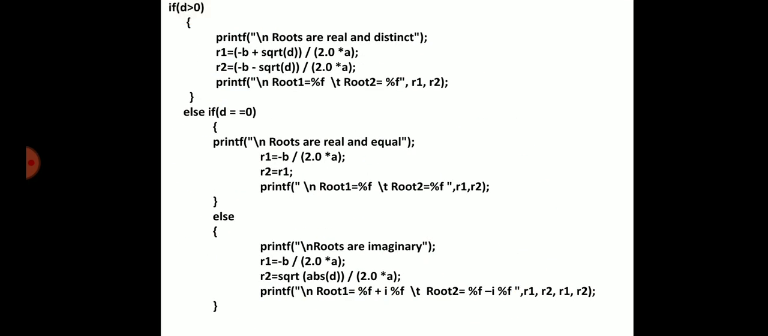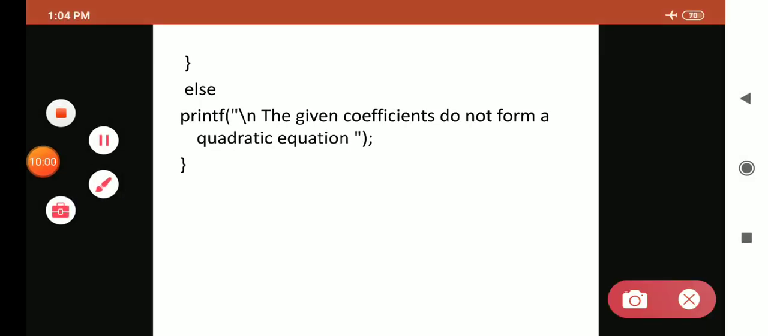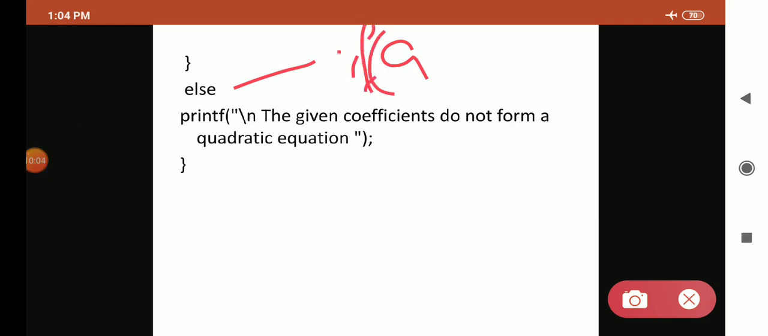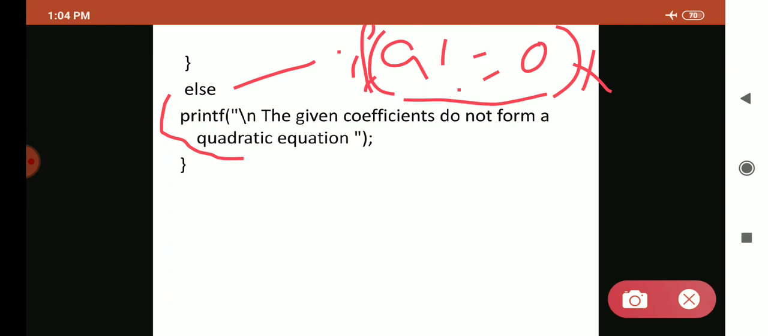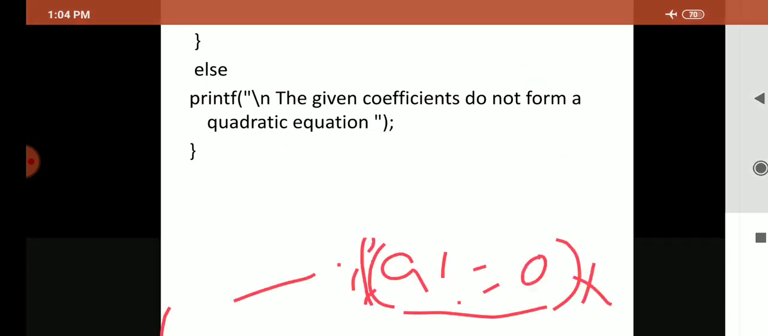Now once we are done with all these three cases, next is else, and this else corresponds to, if you remember, the if a is not equal to 0. If this condition is false, then control will directly come to this point and it will display a message: the given coefficients do not form a quadratic equation. So this is the explanation about the program.